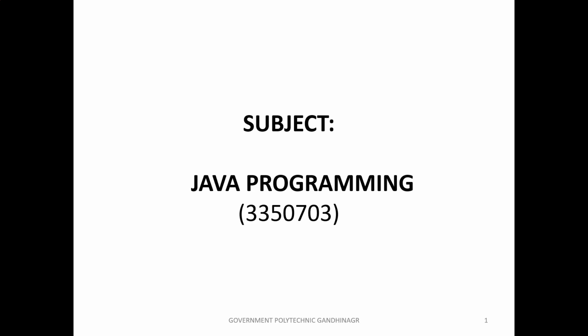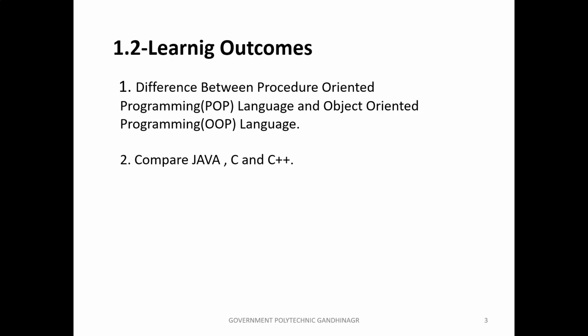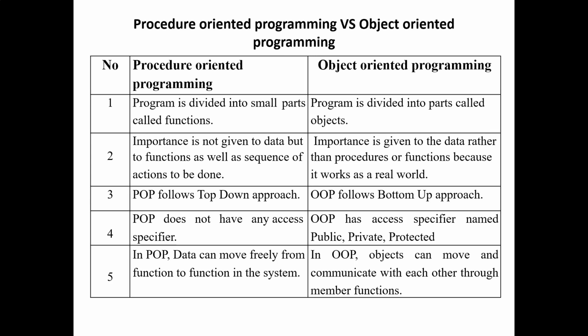Hello class. So in this session, the unit 1 introduction to Java, we will learn about the difference between procedure oriented programming language and object oriented programming language, and we will also compare Java with C and C++. So in a procedure oriented programming language, we can divide the program into small parts, that are called functions, while in an object oriented programming language we will divide programs into objects.